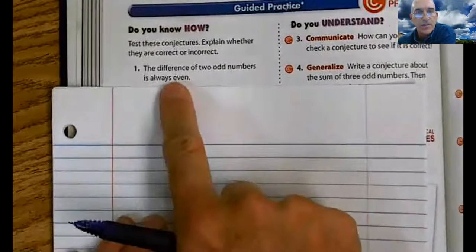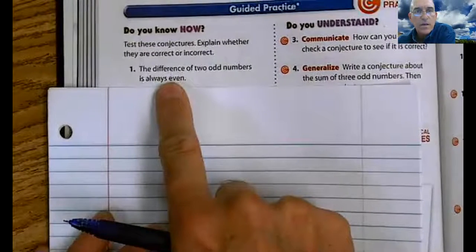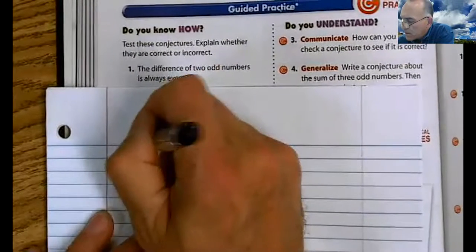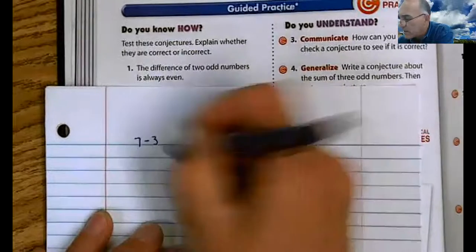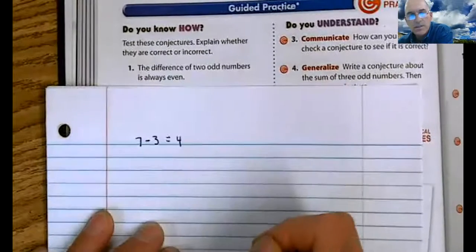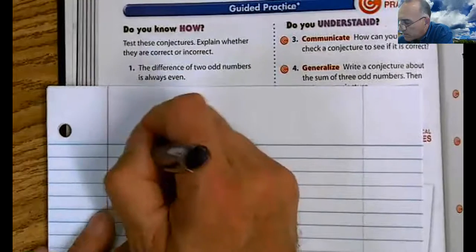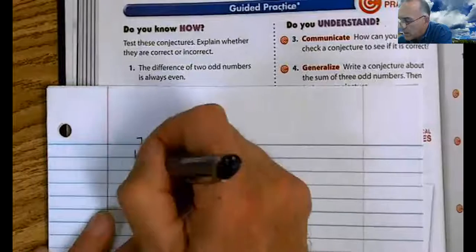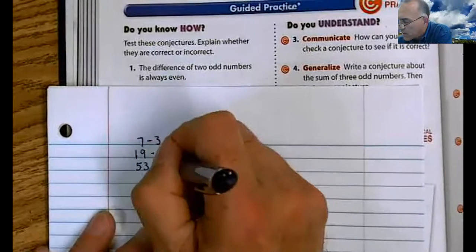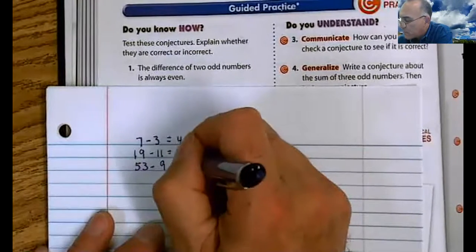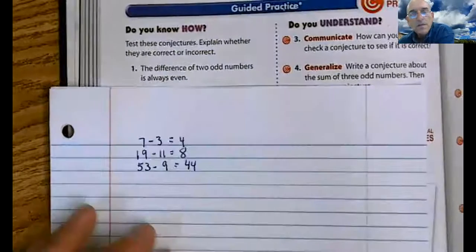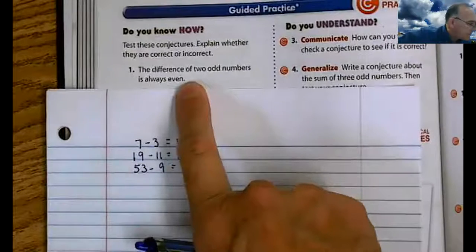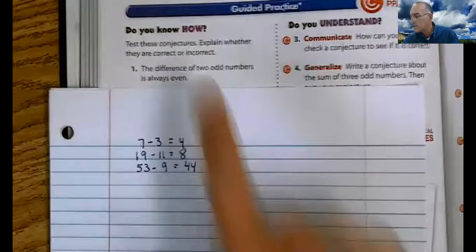Pretend I made this conjecture: the difference of two odd numbers is always even. Is it always even? You want to test a few of these. You go, well, wait a second. 53 minus 9. How much is that? 44? Is it always even? So you would say, sounds like it's true. That sounds correct most of the time, right? It's correct. Let's look at another one.